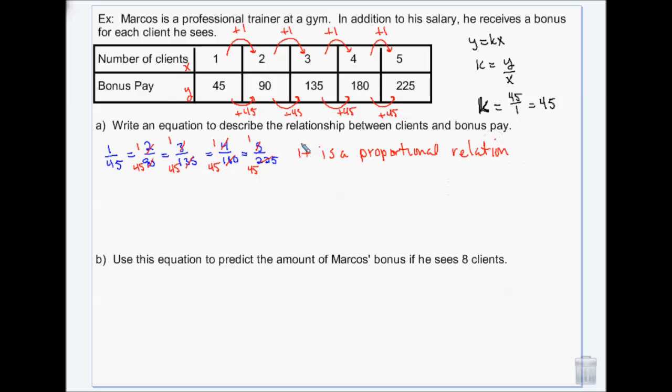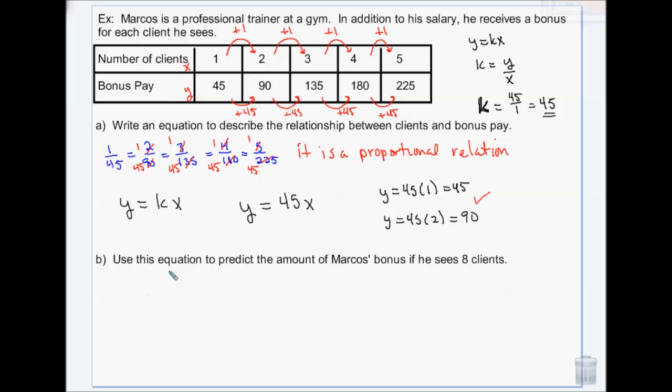Okay. So since it is proportional, I know it's going to be y equals kx. I'm pretty sure k is going to be 45, so I'm going to get y equals 45x. And I'm just going to check it. That works, right? If I put in 1, I get 45. If I put in 2, I get 90. It works. It's perfect. We've checked it. It passed.